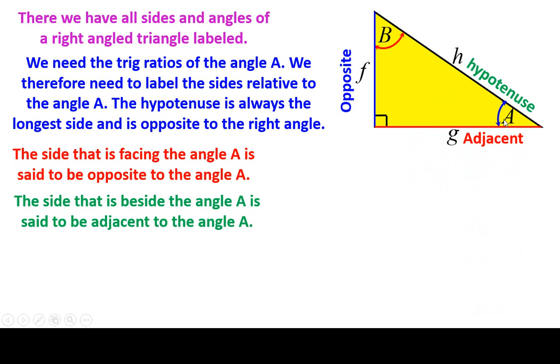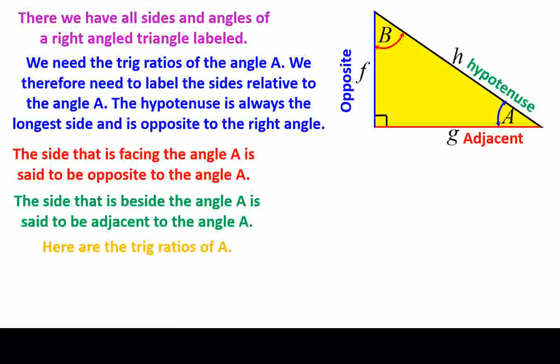However, the hypotenuse is that longest side opposite to the right angle, and it has its special name. So when we are speaking about the adjacent or opposite side of an angle, the hypotenuse is never mentioned. It is that special side of the right-angled triangle.